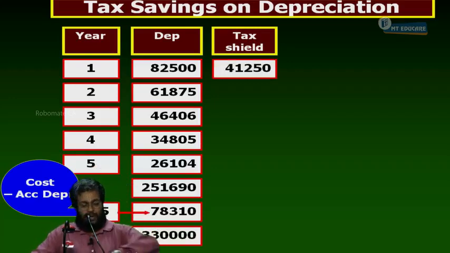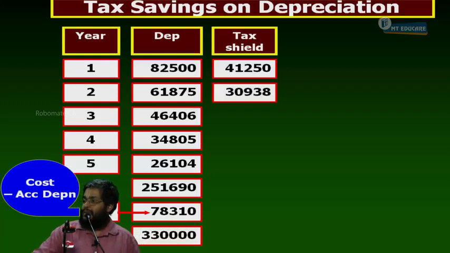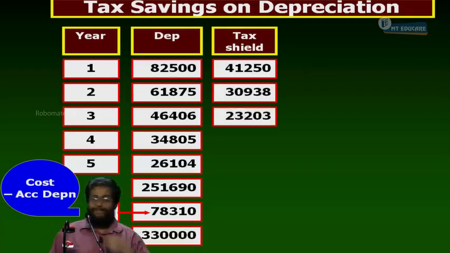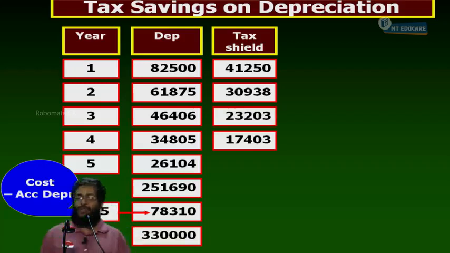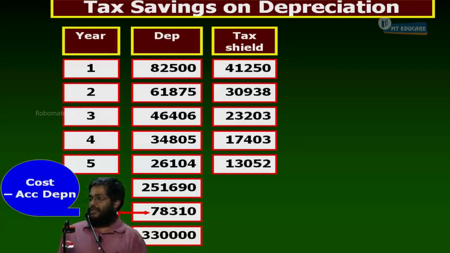61,875 into 50%. What is the tax shield? Tell me the number. 30,938. Tax shield is 30,938. 46,406 into 50%. 23,203. 34,805 into 50% gives you what? 17,403. 26,104 into 50% gives you what? 13,052. This last year loss on sale also gives me what? Tax shield. What is the tax shield here? 78,310 into 50%.